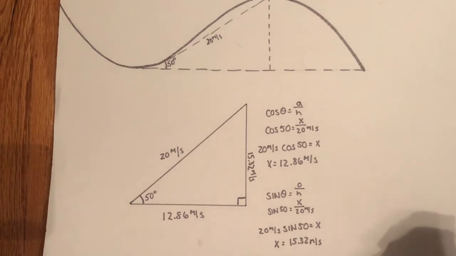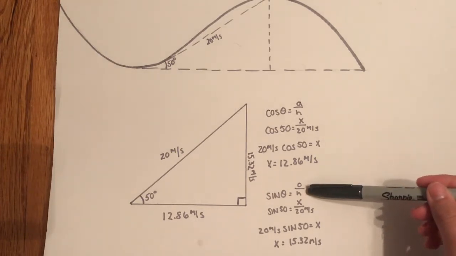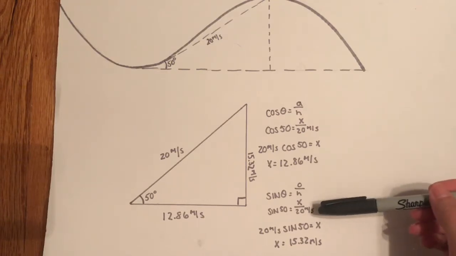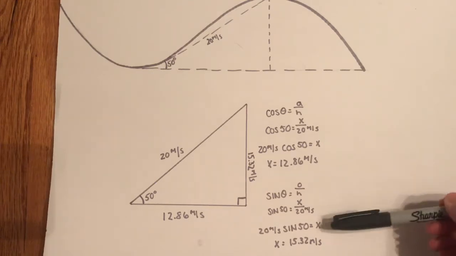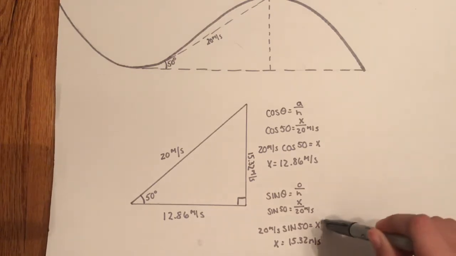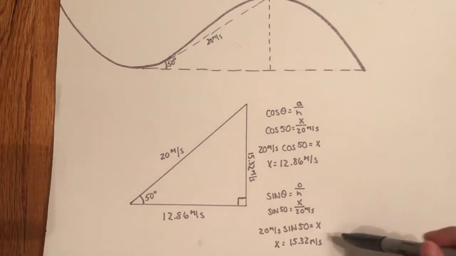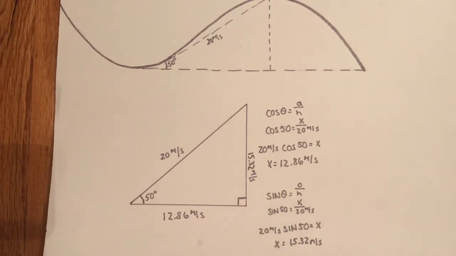In order to solve for the vertical initial velocity, we'll be using sine. So sine of theta is equal to opposite over hypotenuse. So again, filling in the information that we know, we get sine of 50 is equal to x over 20 meters per second. Multiply both sides by the 20 meters per second to isolate the variable, plug it into a calculator, and you'll get 15.32 meters per second. This is going to be our vertical initial velocity.